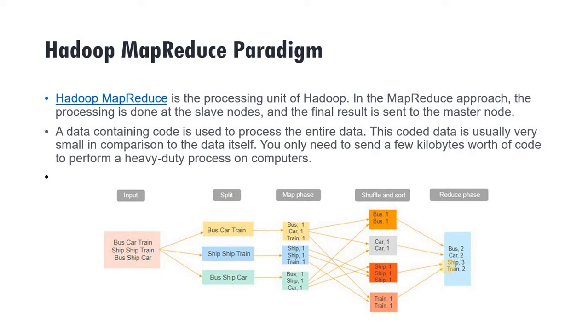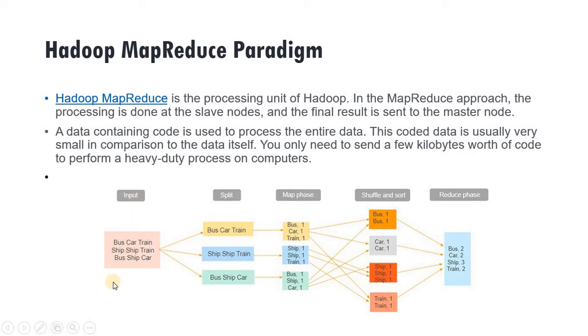A data containing code is used to process the entire data. This code is usually very small in comparison to the data itself. You only need to send a few kilobytes worth of code to perform a heavy duty process on computers. So Hadoop MapReduce contains a small piece of data which contains the processing code. We are just running that few bytes of code, and this can handle huge amounts of data in Hadoop. Let's understand it with an example.